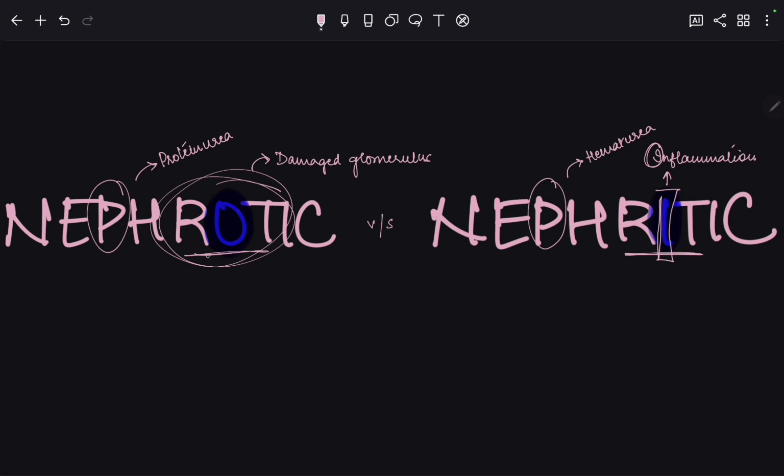Nephrotic syndrome, rotic, therefore the glomerulus is damaged, as well as there is proteinuria because P is rotten, or protein is in the urine. Whereas in nephritic syndrome, P is in the right place, therefore protein is not in the urine, there is blood in the urine or hematuria. I suggests inflammation, therefore the glomerular basement membrane in nephritic syndrome is inflamed.